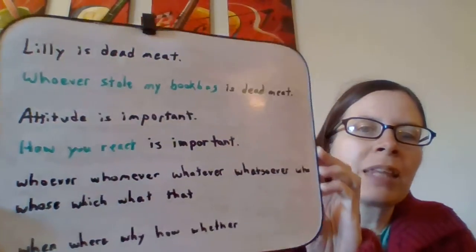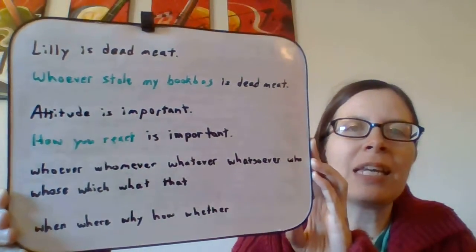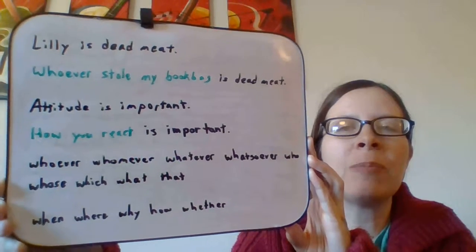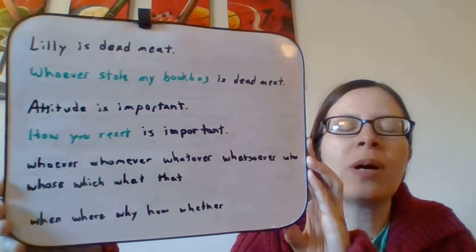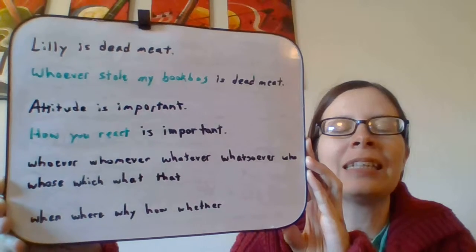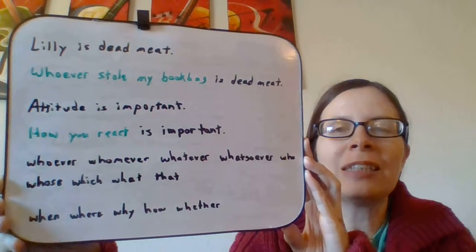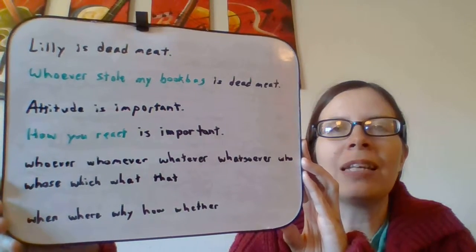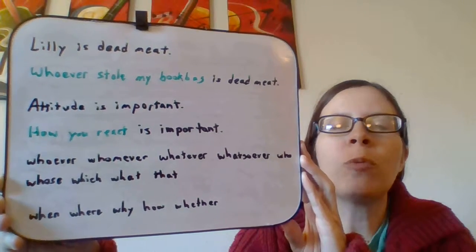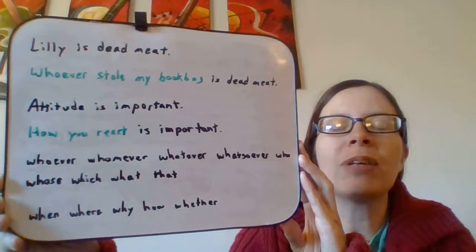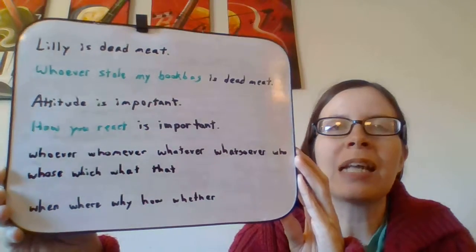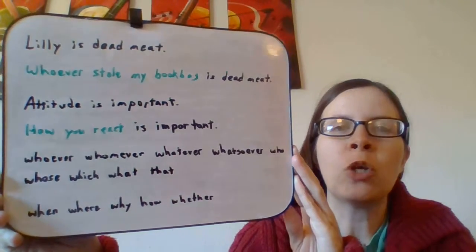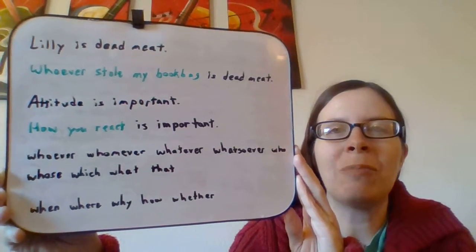The first one says, Lily is dead meat. Now, there's no clause other than the independent clause that makes that sentence. There's no dependent clause in that sentence. The noun is Lily. She's the subject. Is, all right, that's the verb. Now, if we wanted to take Lily out and replace her with an entire clause, we could do that pretty easily. Whoever stole my book bag is dead meat.